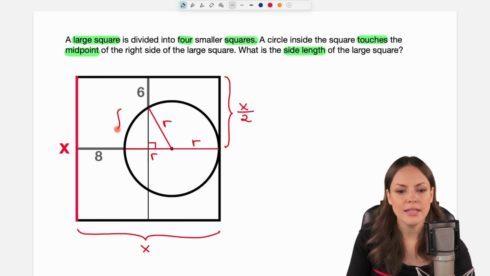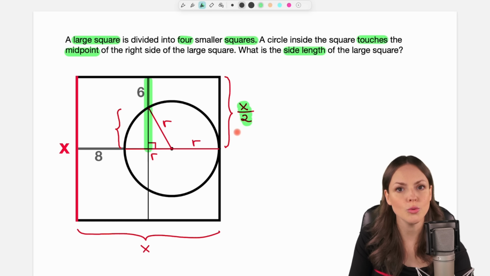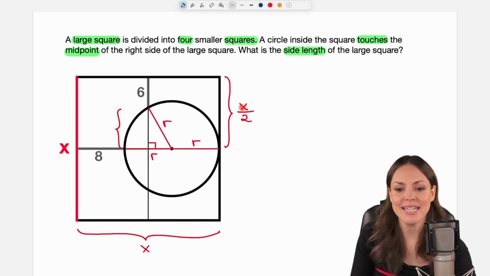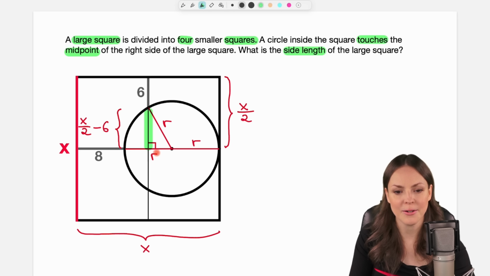If I want to find this length, then the entire side here, this is my x over 2. I'm not interested in the entire side, but I also know the length of this part here that I'm not interested in. So I would just subtract the 6 from the entire side to get just this part that I want to know. So I take the entire side, the x over 2, and subtract this part up here, the 6, and then I know this is this length here.